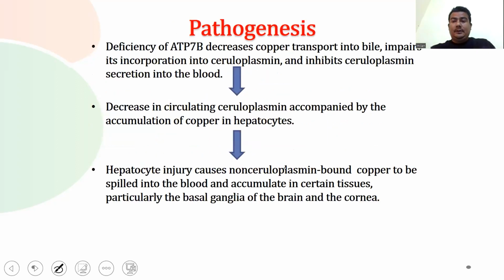So in the pathogenesis of Wilson's disease, there is deficiency of the ATP7B gene, like I've already said. There will be decreased release of copper into the bile, which will lead to decreased formation of ceruloplasmin by incorporating this copper. So this free copper will accumulate inside the hepatocytes. It will cause hepatocyte injury, and it leads to the non-ceruloplasmin bound copper, that is free copper, spilling into the blood, and thereby from the blood it can reach various organs like the brain, eye, cornea, etc.